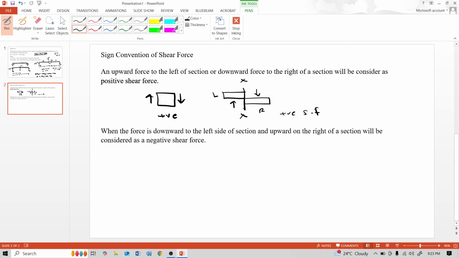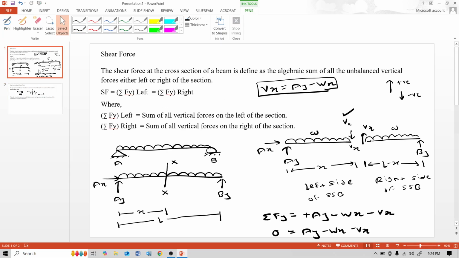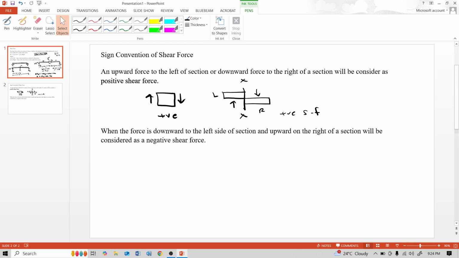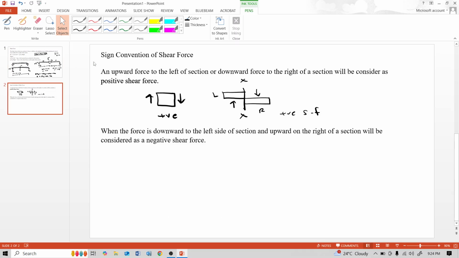When the force is downward to the left side of the section and upward to the right side of the section, it will be considered as negative shear force. That means here which shear force we take, see, negative shear force we take here. Consider this positive shear force like clockwise.